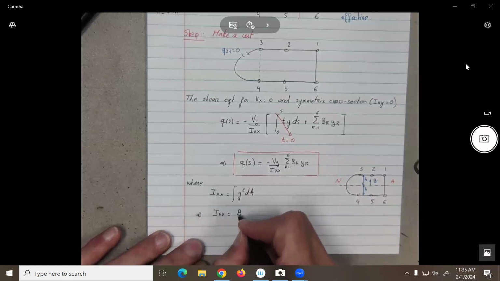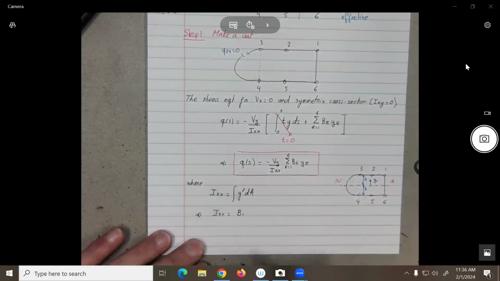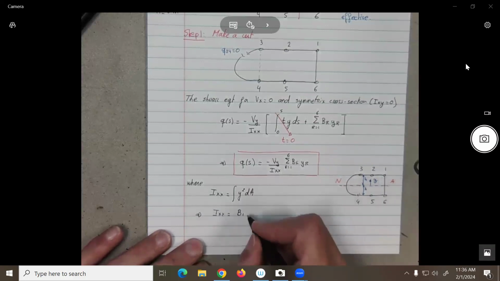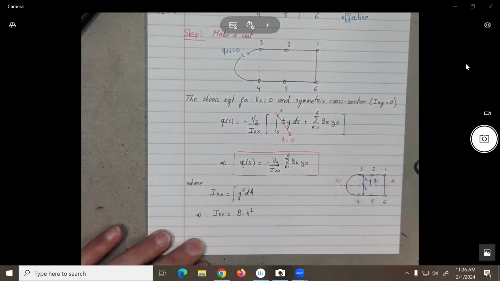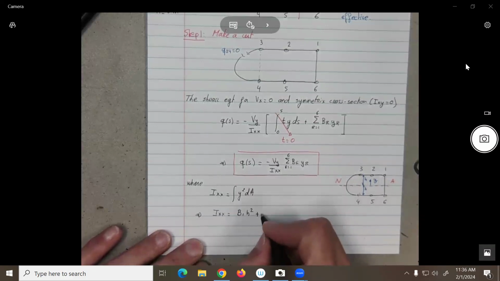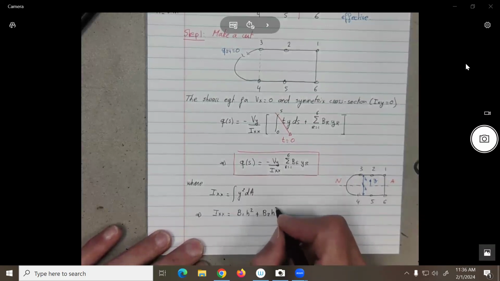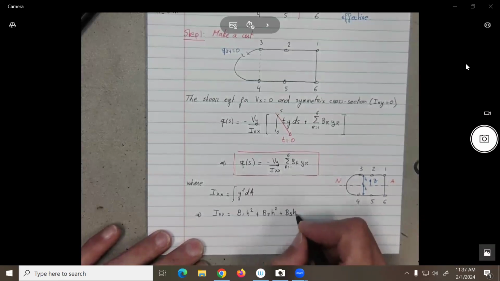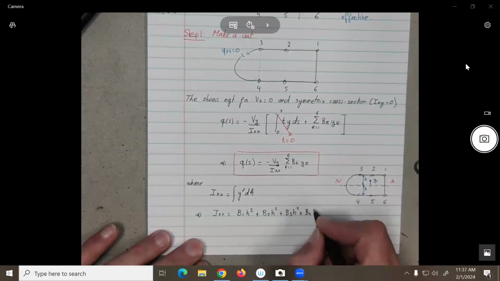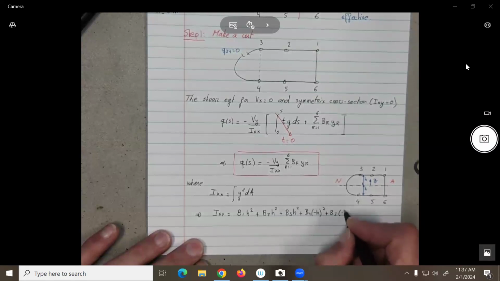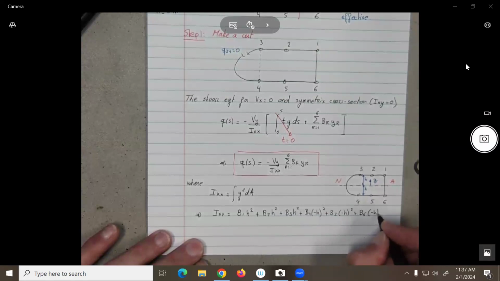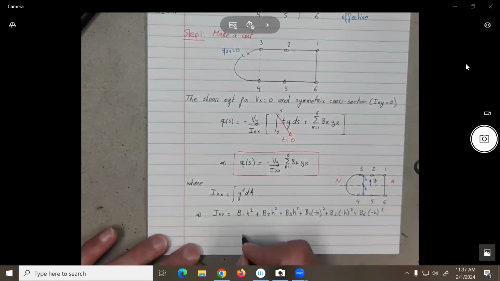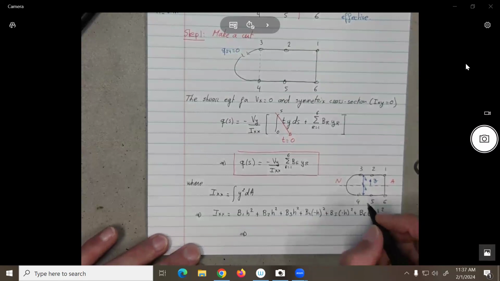So this should be equal to what? B1 Y1 squared, that will be equal to H squared, plus B2 H2 squared, plus B3 H squared, plus B4 minus H squared, plus B5 minus H squared, plus B6 minus H squared. So in this equation, what will be H?